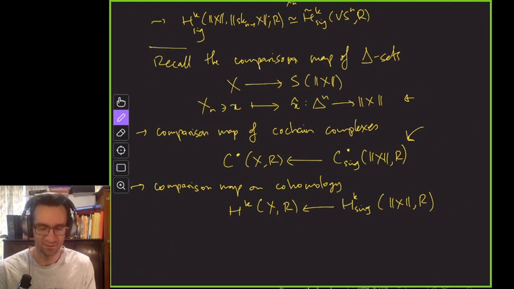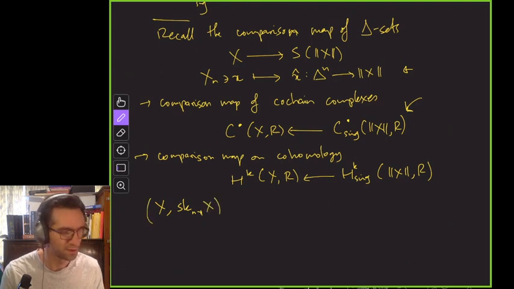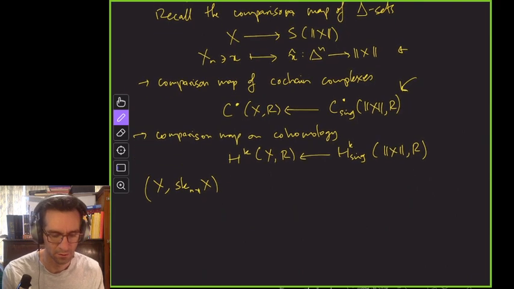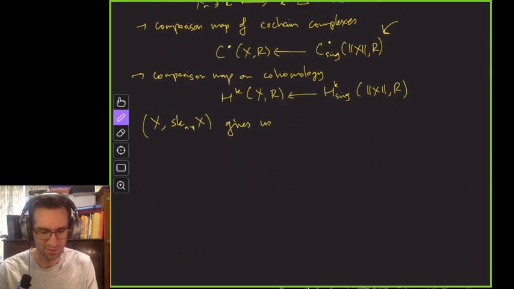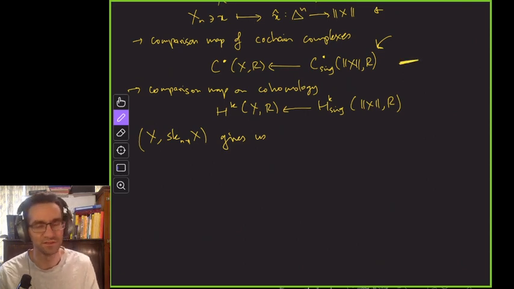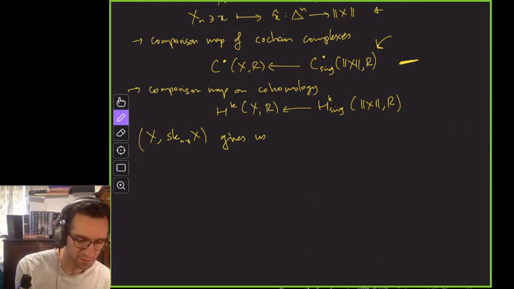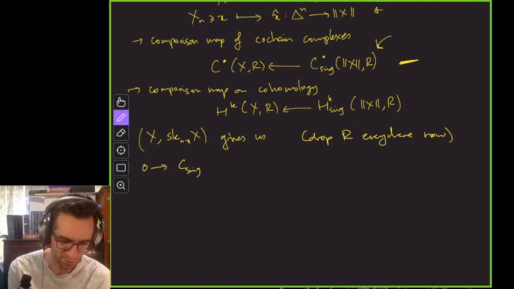And even better than that, if I think about the pair consisting of X and its n minus 1 skeleton, it gives us an even better comparison map between short exact sequences of cochain complexes. So basically it's taking this comparison map of cochain complexes but doing it in several goes at once. And so we have zero. I might drop R everywhere. It's along for the ride, it's just turned invisible.